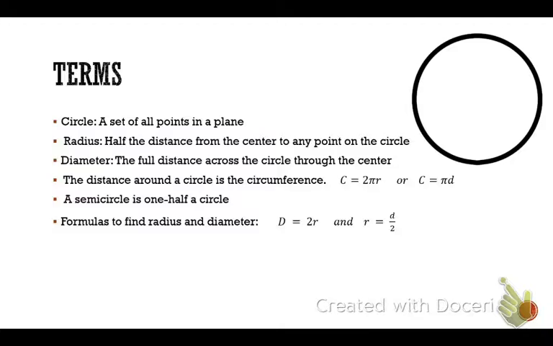The radius is half the distance from the center. So we've got the center, and then we have the radius, that's half the distance from the center to any point on the circle. That's the radius. Then we have the diameter. The diameter is the full distance across the circle. That's what we call the diameter.